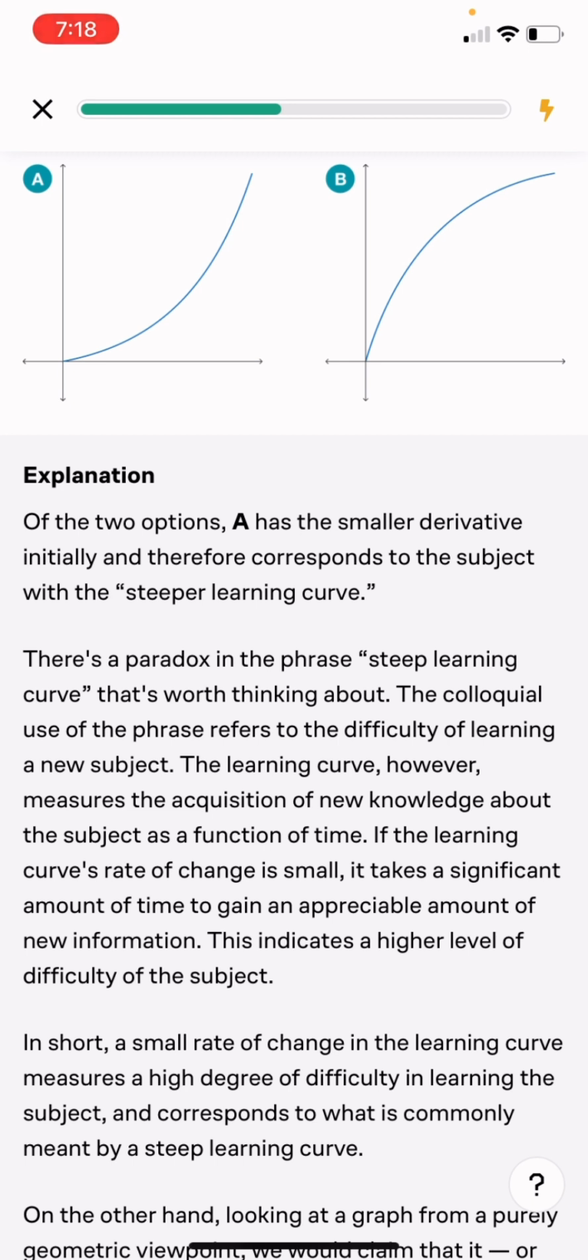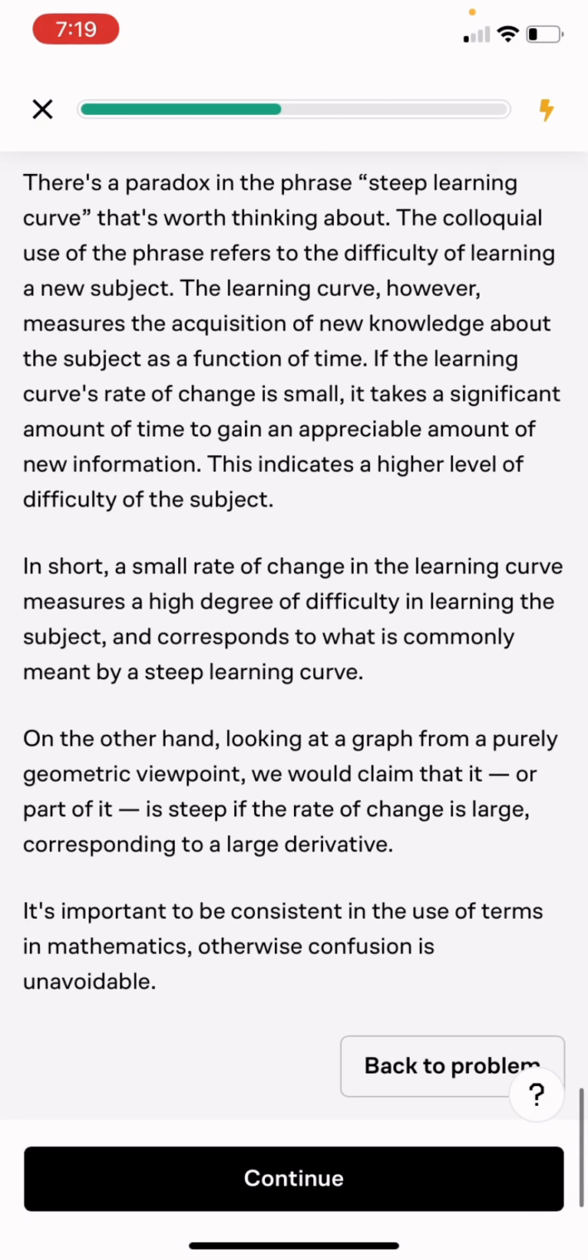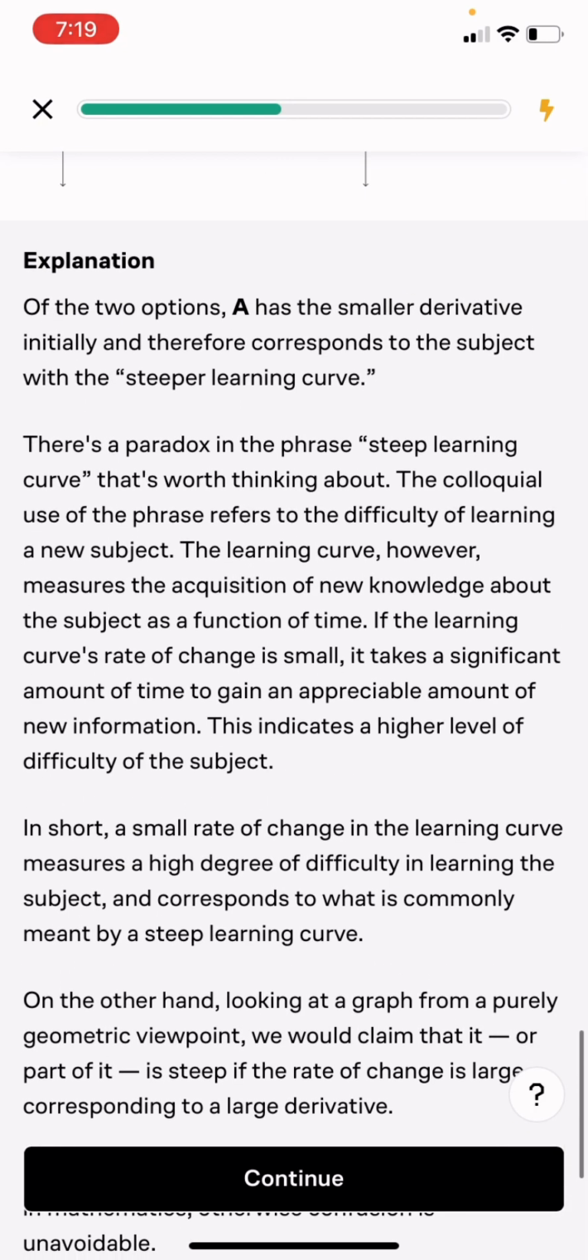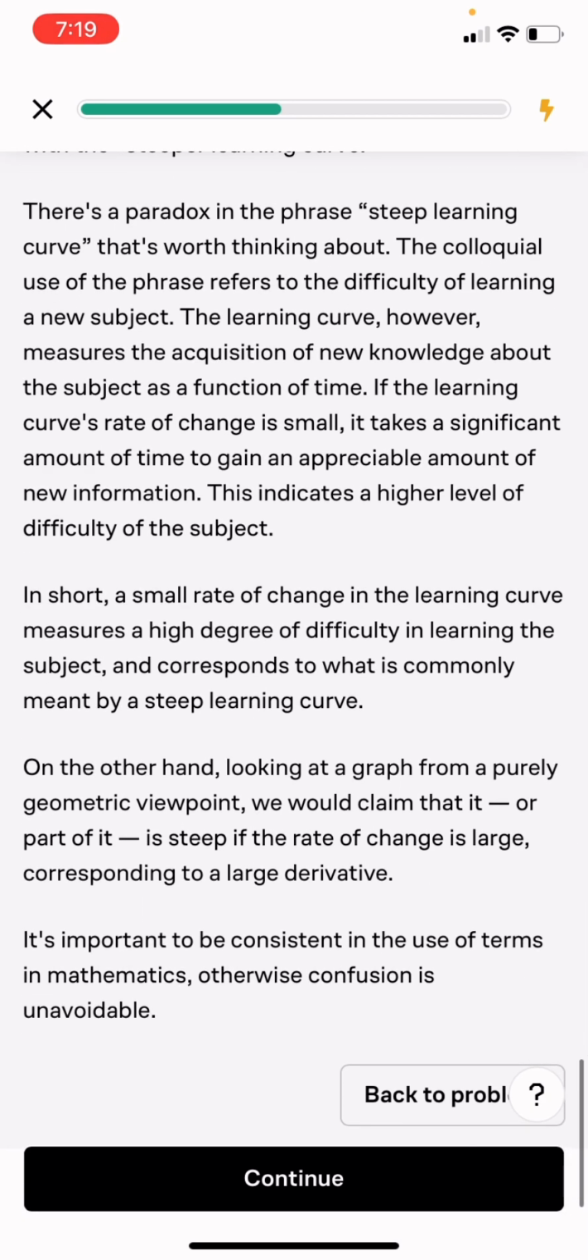On the other hand, looking at a graph from a purely geometric viewpoint, we would claim that it, or part of it, is steep if the rate of change is large, corresponding to a large derivative. It's important to be consistent in use of terms in mathematics, otherwise confusion is unavoidable. I guess it does start steeper, you can see. Yeah, you can definitely tell it's steeper.